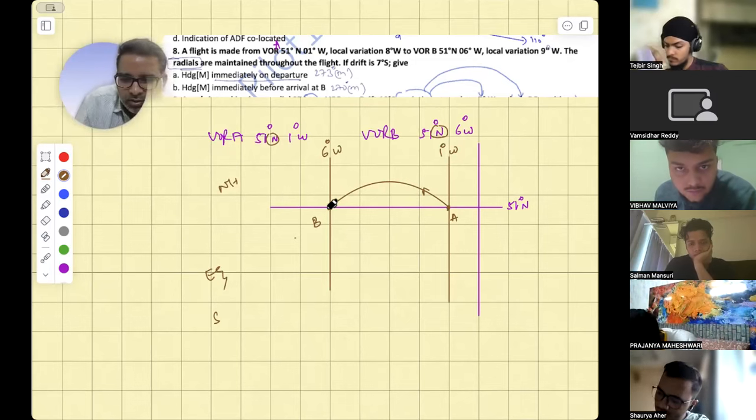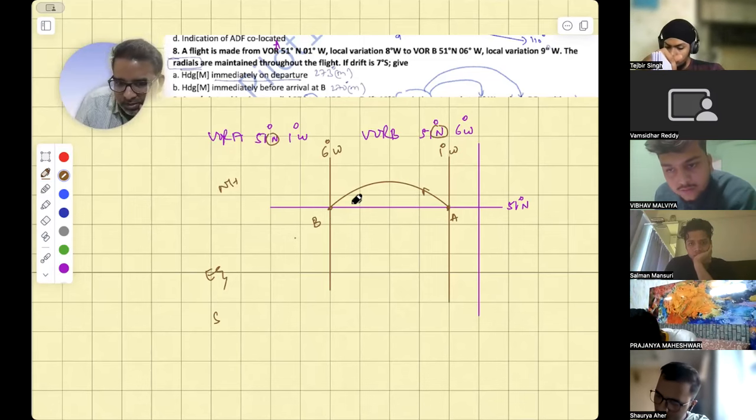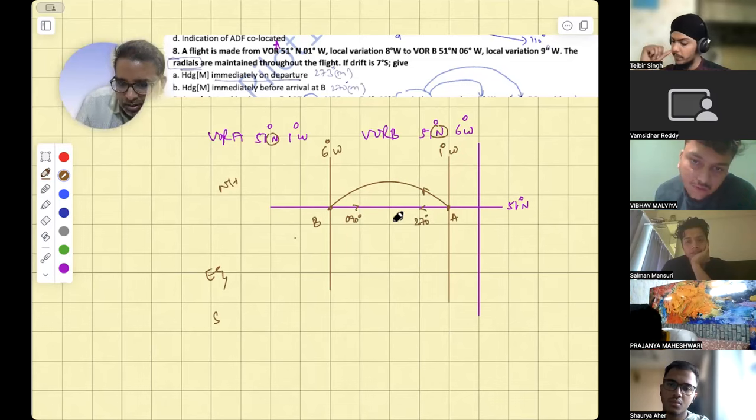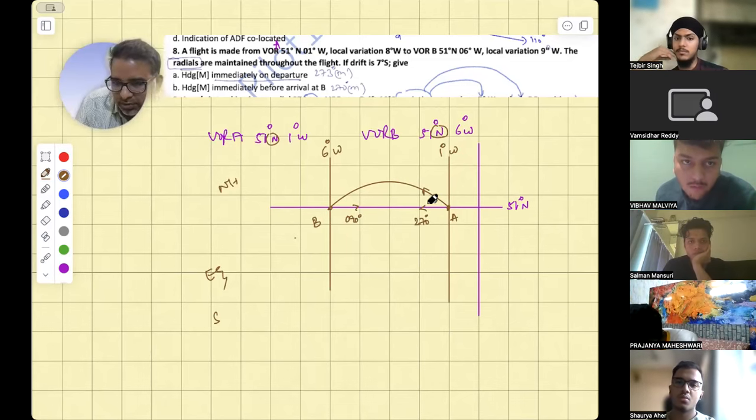So now, if you are going from A to B, you are going east. This is the rhumb line, 090. And this is how much? 270. These directions are true because you are taking them with respect to coordinates.